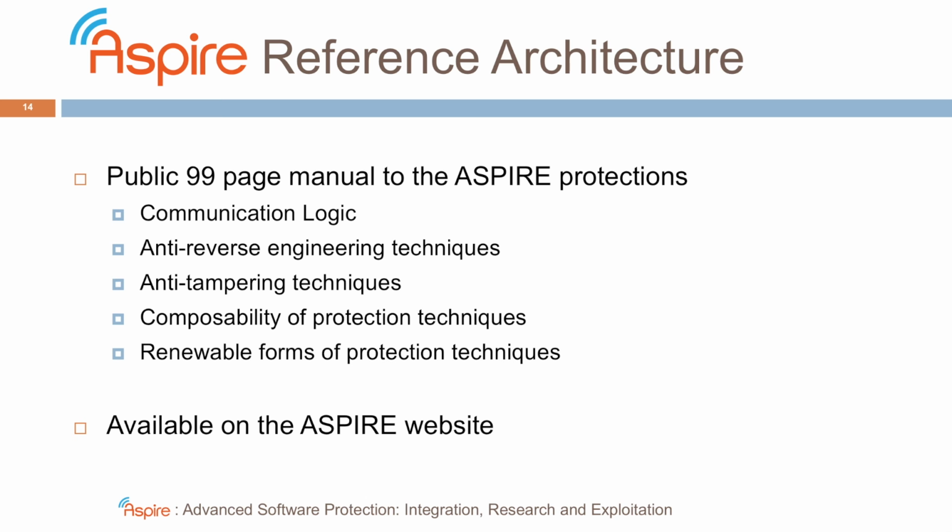In total, this document provides 99 pages of manuals to the Aspire protections. It documents the communication logic, all the anti-reverse engineering techniques that we can embed in applications, all the anti-tampering techniques, and then it also discusses the composability of the protections and the renewable forms that we have developed in the project. So with our open source tools and all this documentation, we think people can deploy our results to protect applications and to do further research into the protection of mobile applications.